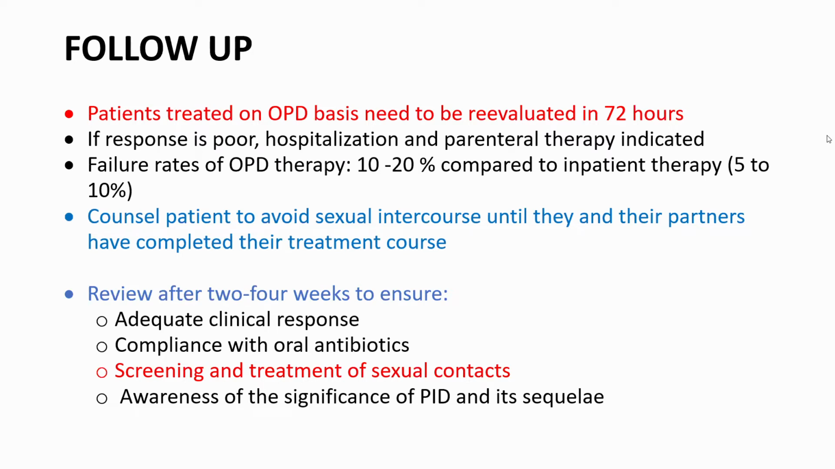Okay, so remember, in 10 to 20 out of 100 cases, there is failure of OPD therapy. In that case, we have to admit the patient. In inpatient, it is just around 5 to 10% failure rate. Remember, always counsel the patient to avoid sexual intercourse until they and their partner have completed the treatment course. Okay, so partner treatment and partner workup is also very, very important in pelvic inflammatory disease.